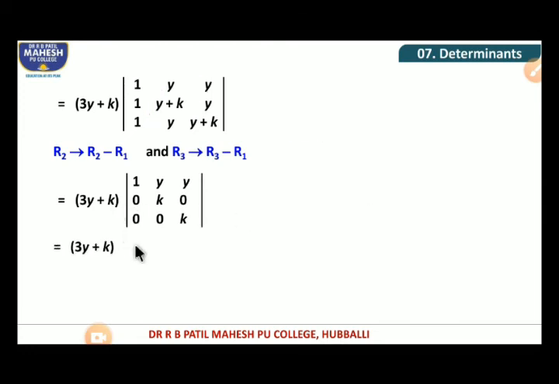Therefore we have 3y plus k into 1, because that first element has sign 1, that is plus sign. For the second and third elements we have minus and plus, but these two are already 0, so we can take only this first term. So 1 into k into k minus 0 into 0. Therefore 1 into k into k, so k into k becomes k square. So we have k square into 3y plus k. So this is equal to the RHS part of the given problem. Hence it is proved.